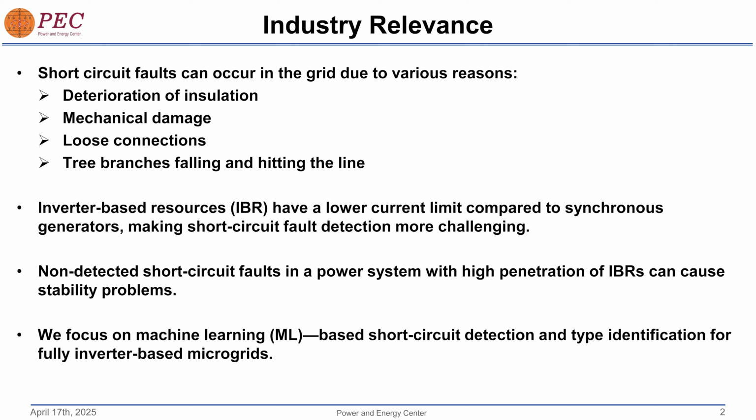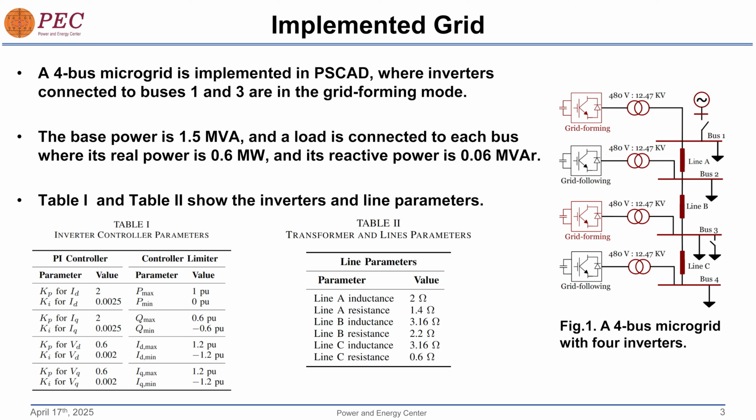We decided to focus on using a machine learning-based short circuit detection and fault type identification for inverter-based microgrids in this work. So here's the grid that we implemented. It's a 4-bus fully inverter-based microgrid. There are a total of 4 inverters, with 2 of them being in grid forming mode and 2 of them being in grid following mode. Here you can see some of the parameters for the grid.